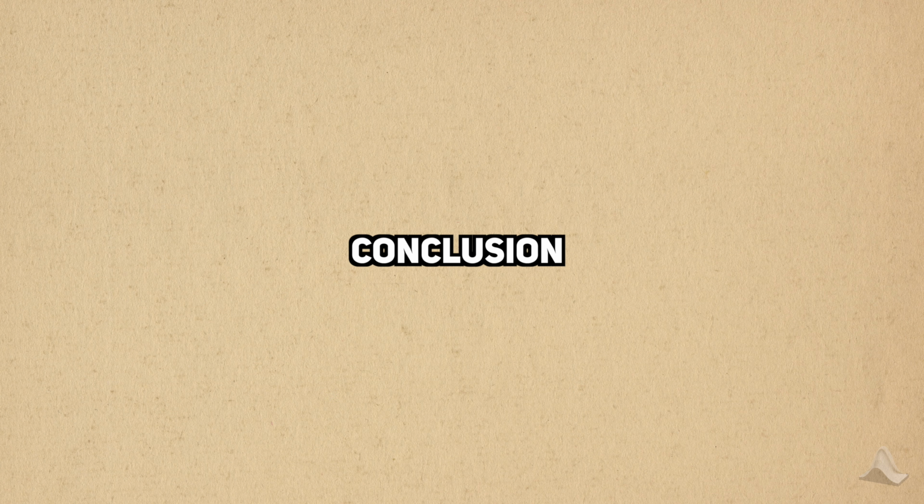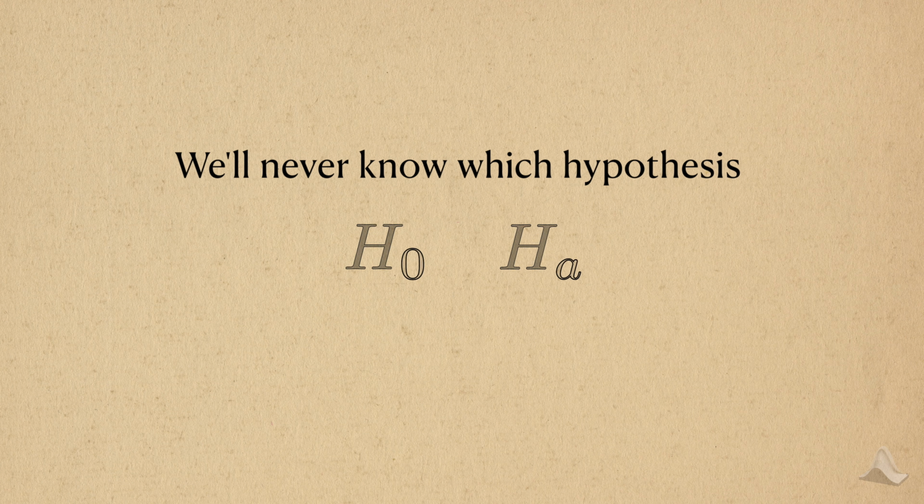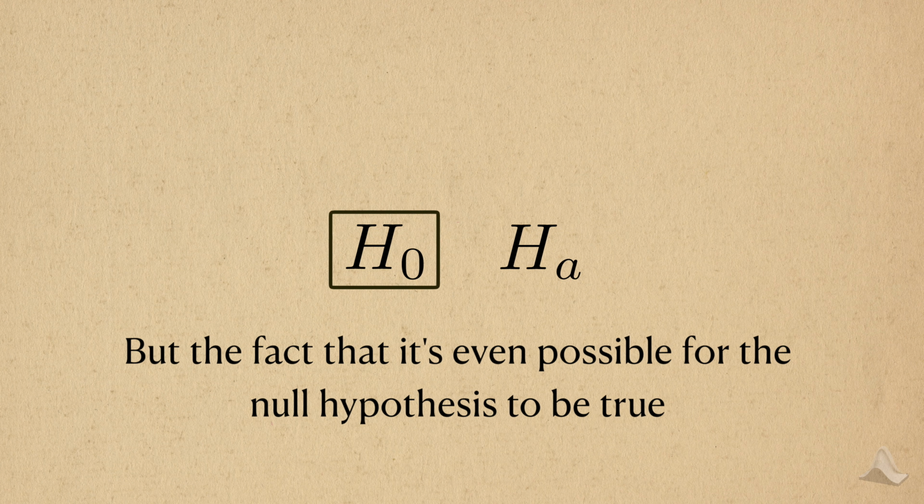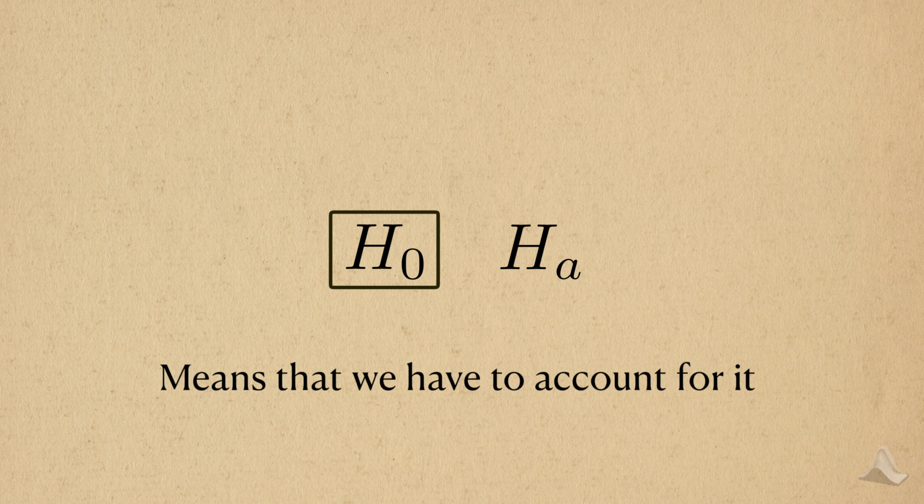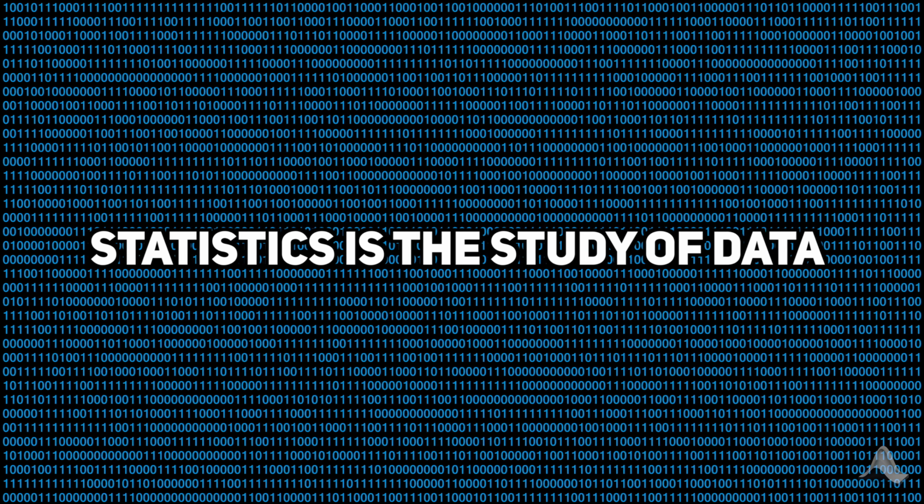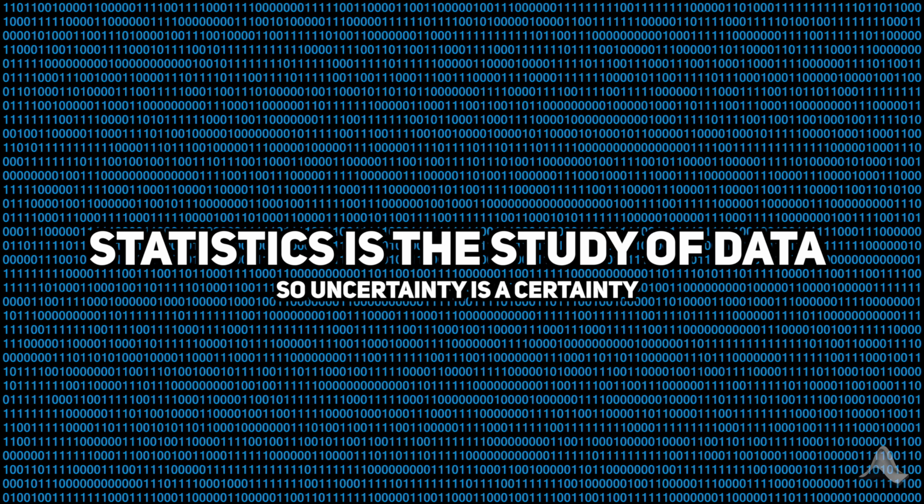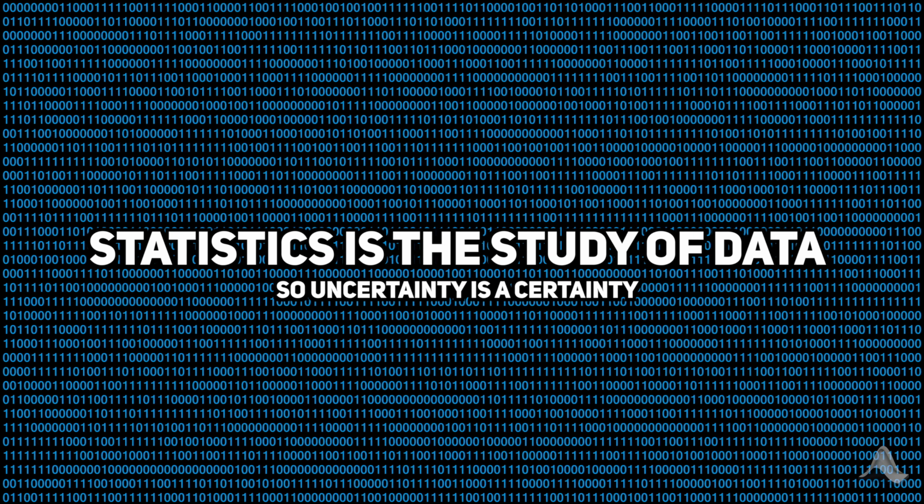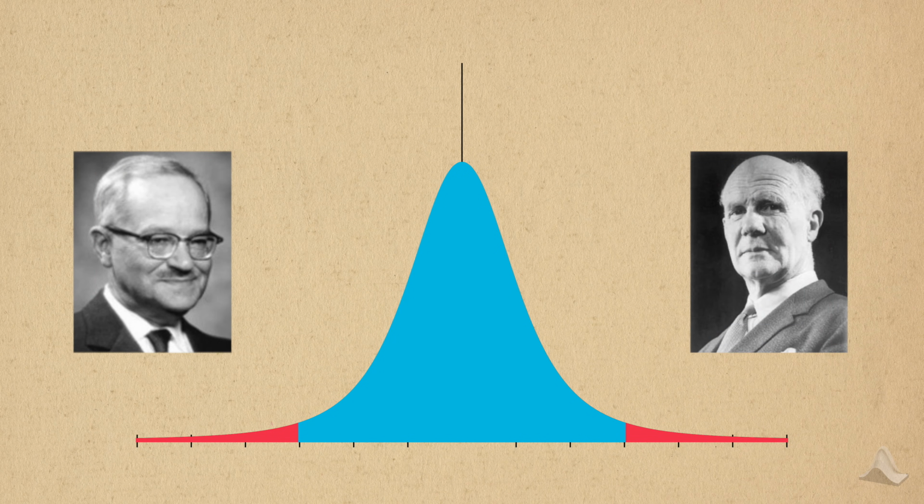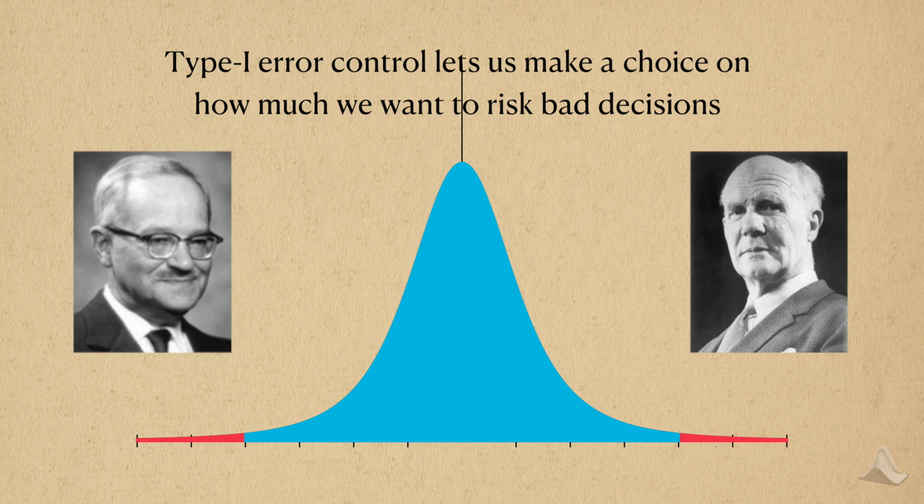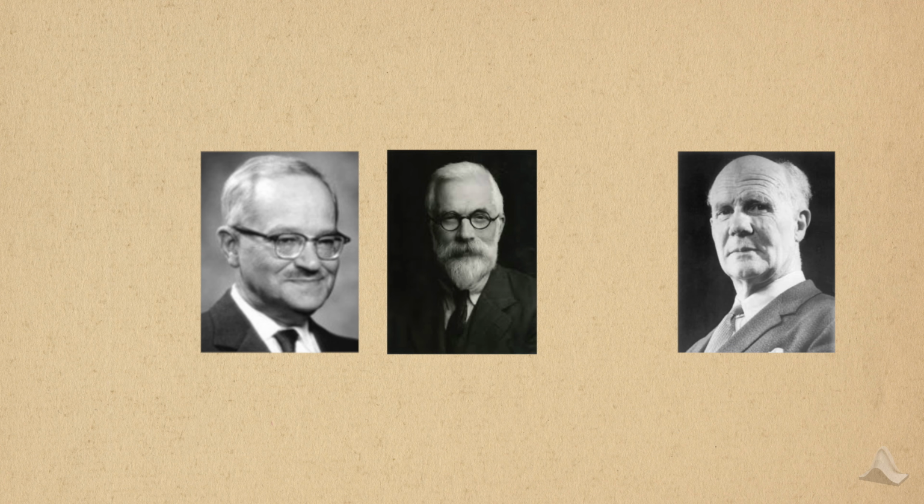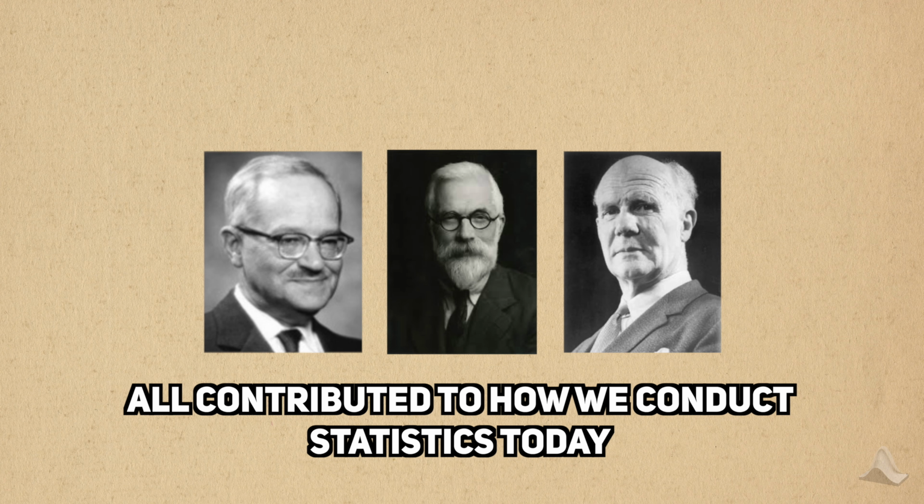From our perspective as the statistician, we'll never know which hypothesis is actually true, but the fact that it's possible for the null to be true means that we have to account for it in our decision making. Statistics is the study of data, which means we must always cope with uncertainty. Neyman and Pearson's approach at least gives us some agency to adjust how we make decisions about our null hypothesis. Fisher, Neyman, and Pearson all contributed to the NHST.